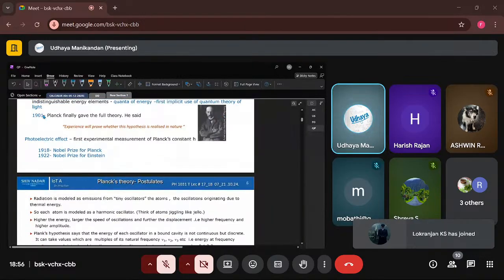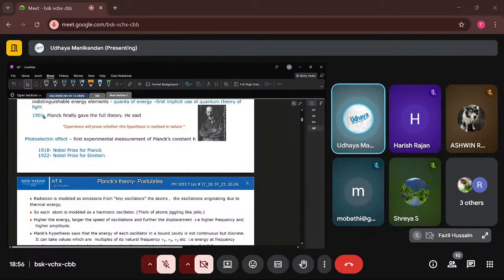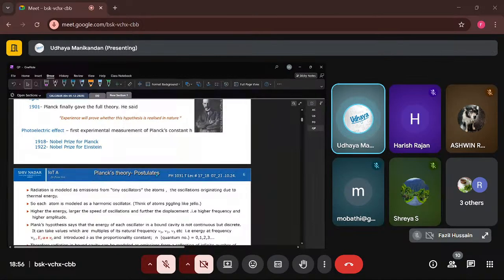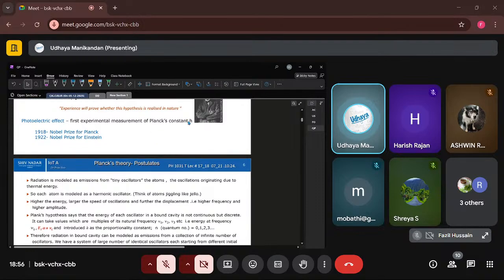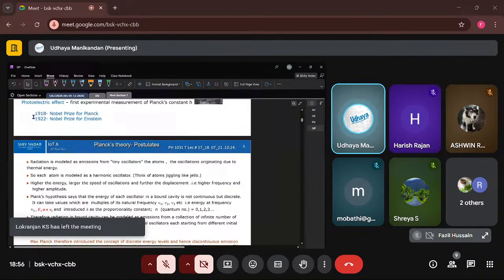So what happened? He gave a theory. Wow, nice. Let's just take energy to be discrete. And when we ask for proof, they will say: experience will prove whether this hypothesis is realized in nature. That was a nice statement. Anyways, we used various things to measure Planck's constant as well, one of those experiments which you do in your lab, the photoelectric effect, and a lot more.